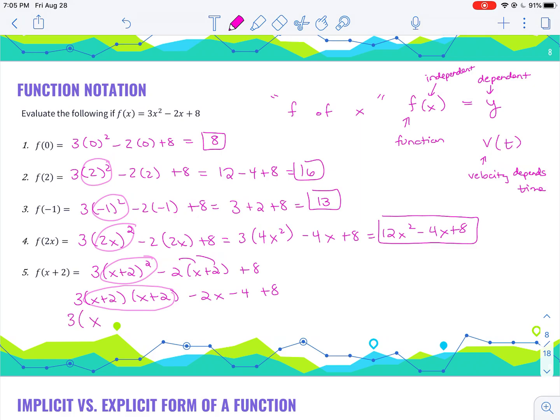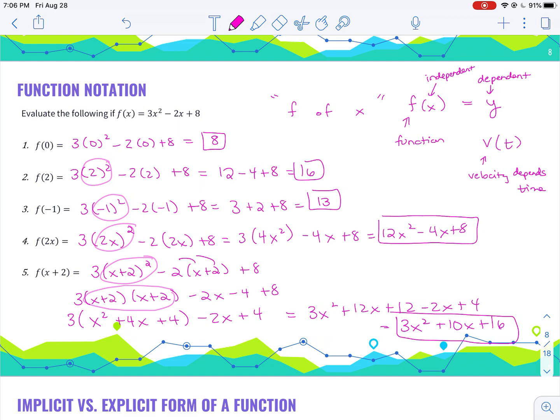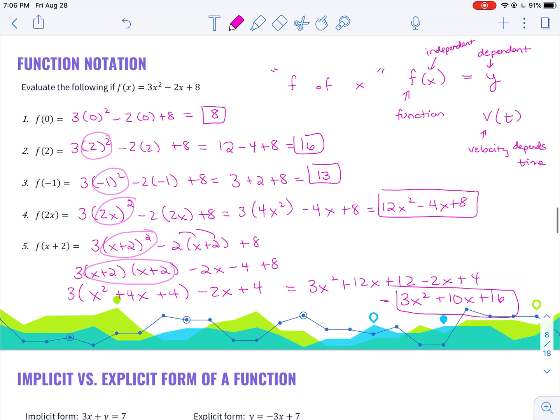So this would be 3 times x squared, 2 times x is 2x, 2 times x is 2x. So put together, that's 4x. And then plus 4. Then minus 2x and then plus 4. And now I'm going to distribute the 3. So 3x squared plus 12x plus 12 minus 2x plus 4. And then combining like terms, I should get 3x squared plus 10x plus 16 if I did all of that right. If you guys see a mistake anywhere in there, let me know. So that is function notation and evaluating with function notation.